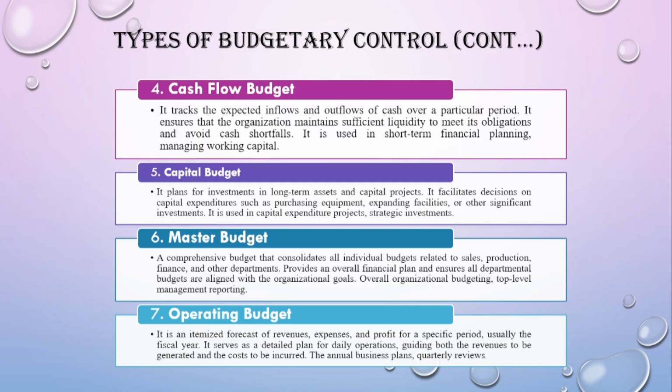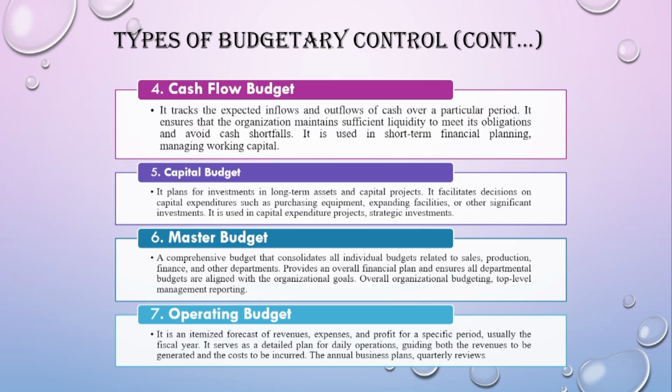Another type of budgetary control is the capital budget. It plans for investments in long-term assets and capital projects. It facilitates decisions on capital expenditures such as purchasing equipment, expanding facilities, or other significant investments. It is used in capital expenditure projects and strategic investment.